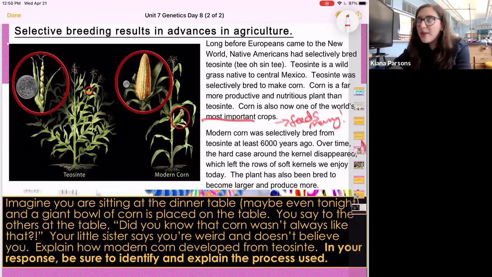So, like I said, we all have experience with selectively bred crops, even if we didn't know about it. I'm guessing everyone here has eaten corn or eaten something made from corn. Lord knows corn syrup is in everything.